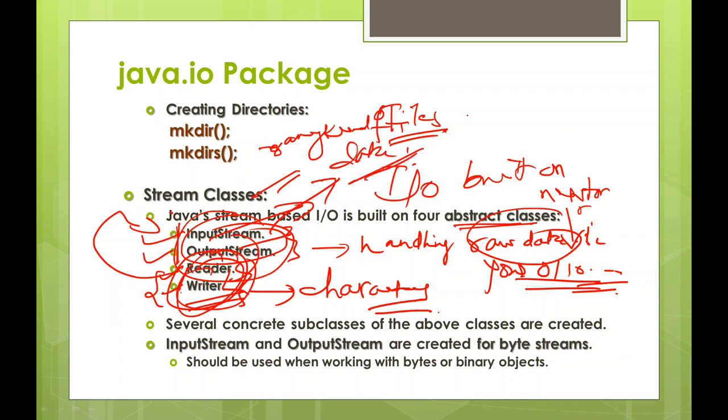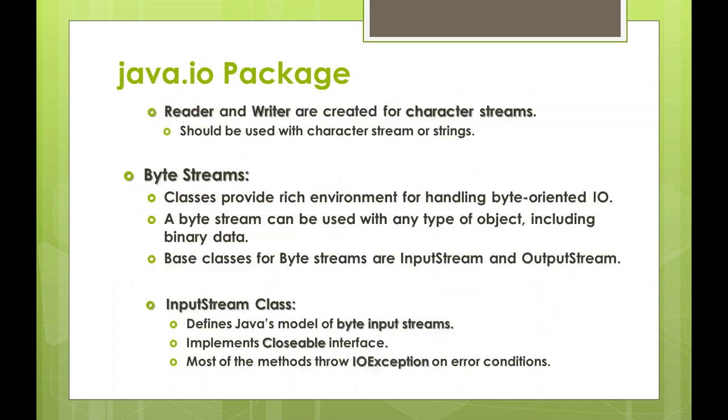Any kind of data, not only bytes, you can read any kind of data: characters, integers, primitive data types, whatever it is. Based on these things, the IO package is divided into two categories. At the base, you have the Object class, and then that is divided into your byte streams.